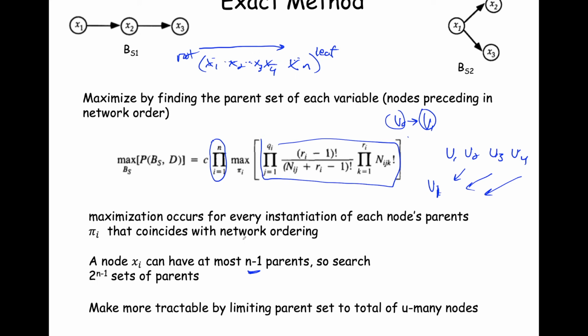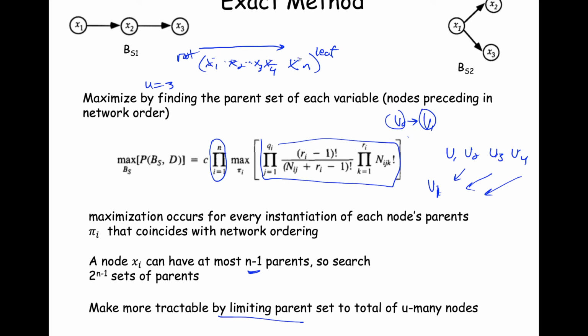But we can make this a lot more tractable further by limiting the parent set to U many nodes. And let's assume, in this case, U is equal to, say, 3. So when we say, okay, for x2, is x1 its parent? Okay, it respects U. Let's say x4. We'd say, is x1 its parent, x2 its parent, x3 its parent? And then consider 2, and then consider 3 of them.